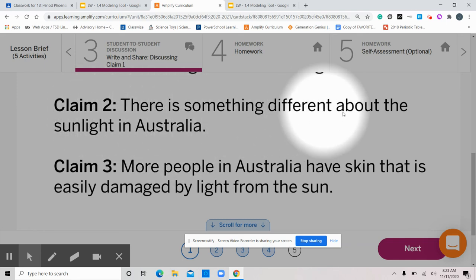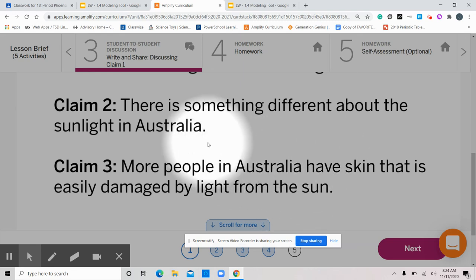For claim 2, there is something different about the sunlight in Australia. There is. It's called the ozone layer, and it's really thin, and there's a big hole over Australia, which lets in a lot more ultraviolet radiation and actually other spectrums of light as well. The other thing is we kind of already discussed, and that is more people in Australia have skin that is easily damaged by light from the sun.